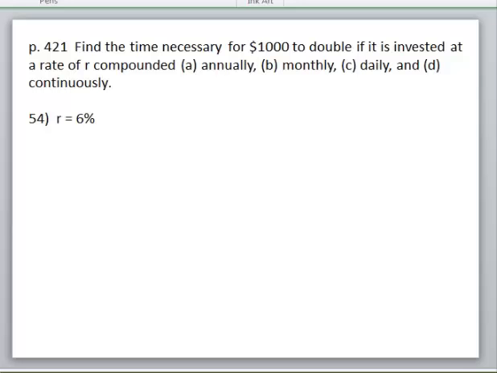Alright, for this next one, we're going to be using that same formula that we were using the other day, because we're talking about annually, monthly, and daily, and then continuously. So we're going to start with A equals P times 1 plus R over N to the NT power. So find the time necessary for $1,000 to double if it's invested at a rate annually.